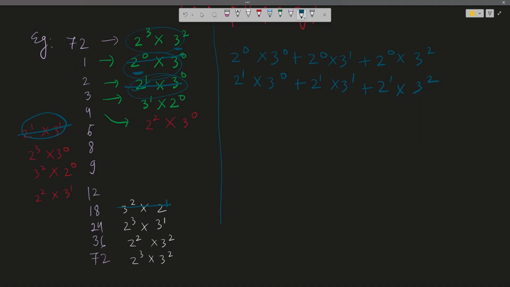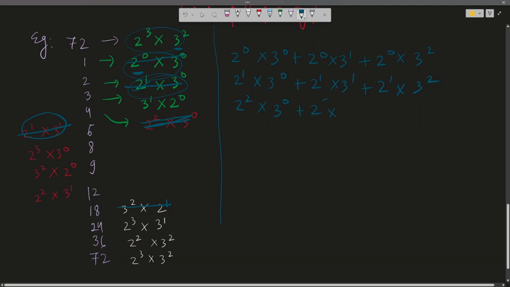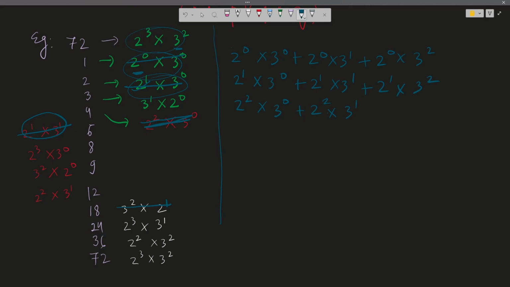Then again for 2 to the power 2, repeating the same process, we will get all the numbers. 2 to the power 2 into 3 to the power 0, 2 to the power 2 into 3 to the power 1, then we are getting 2 to the power 2 into 3 to the power 2. And at last, why am I saying at last?